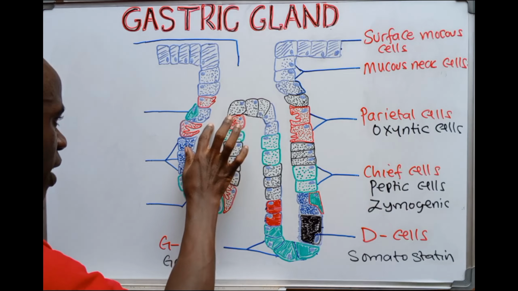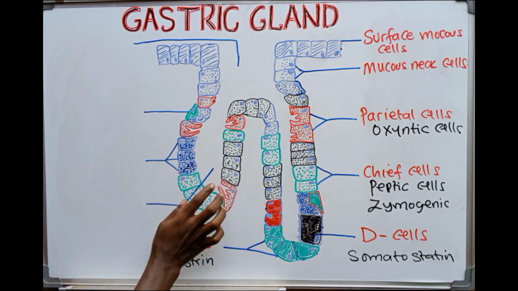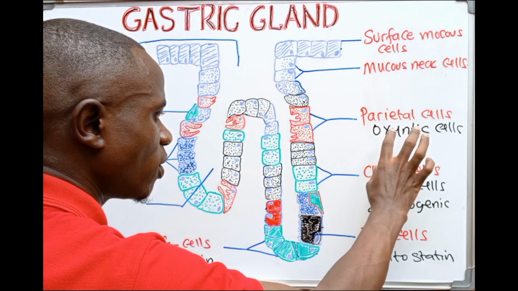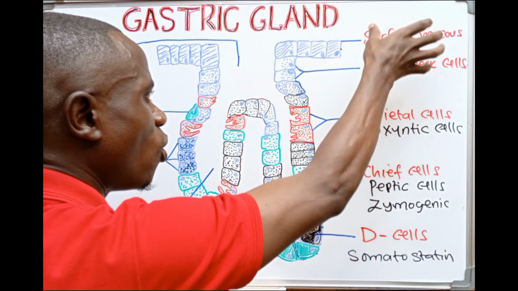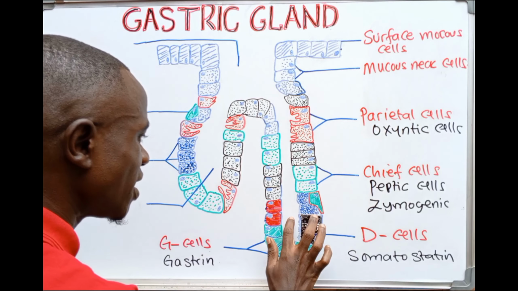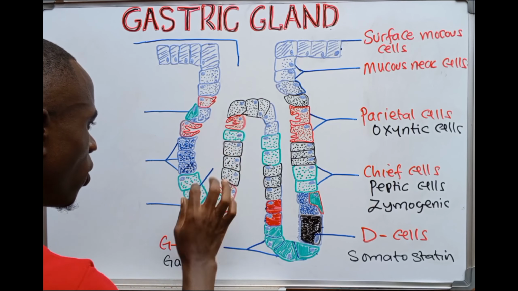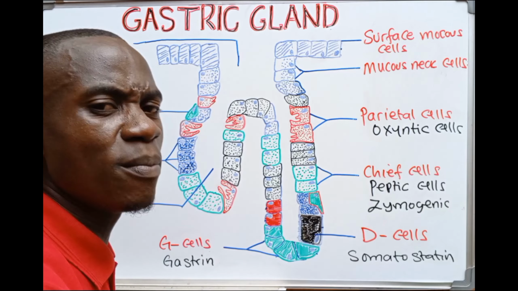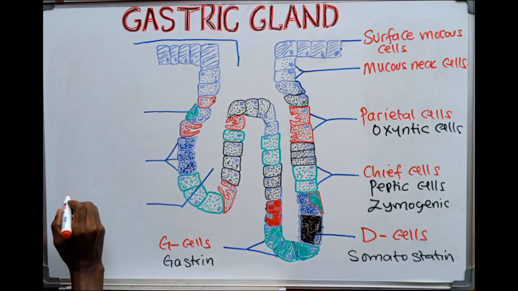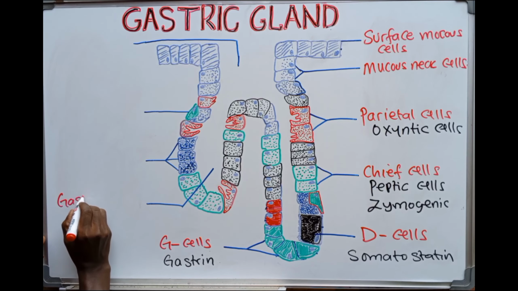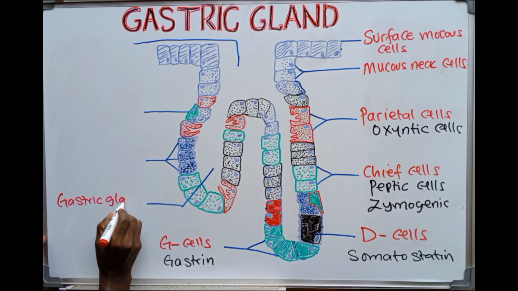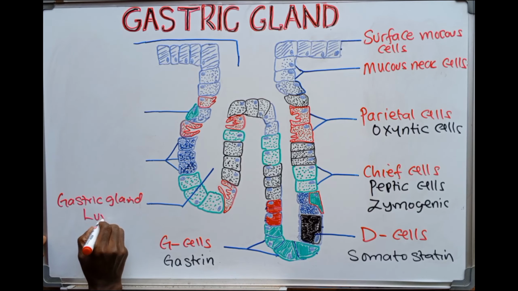Then we also have this space within these cells. How do we call this space? It is where the parietal cells, the chief cells, the mucus cells, all of them produce their substances. How do we call this space? This space is what we call the lumen of the gland. Okay, what we call the gastric gland lumen.